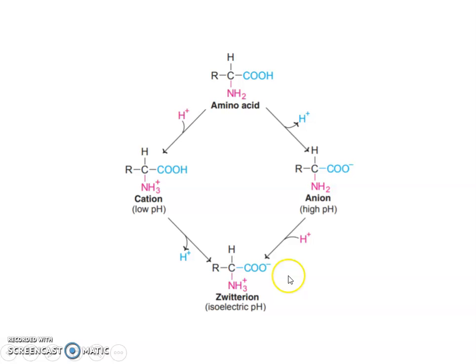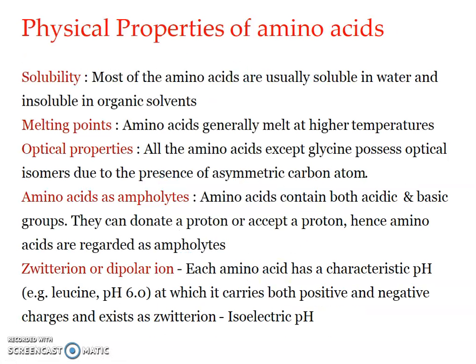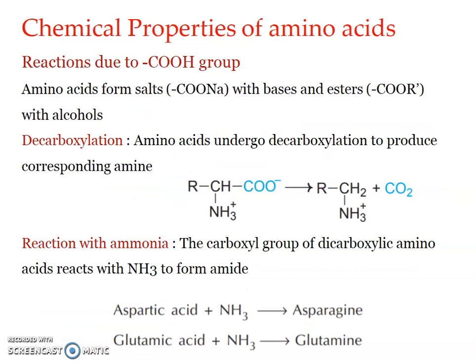You can see here, right? So this is what happens. Similarly, higher pH results in the anionic form, and lower pH results in the cationic form. But at a pH around the isoelectric pH of that particular amino acid, it forms a dipolar one. So that is one physical property. The zwitterionic form exists when the pH of the medium is at the isoelectric pH of the amino acid, right?